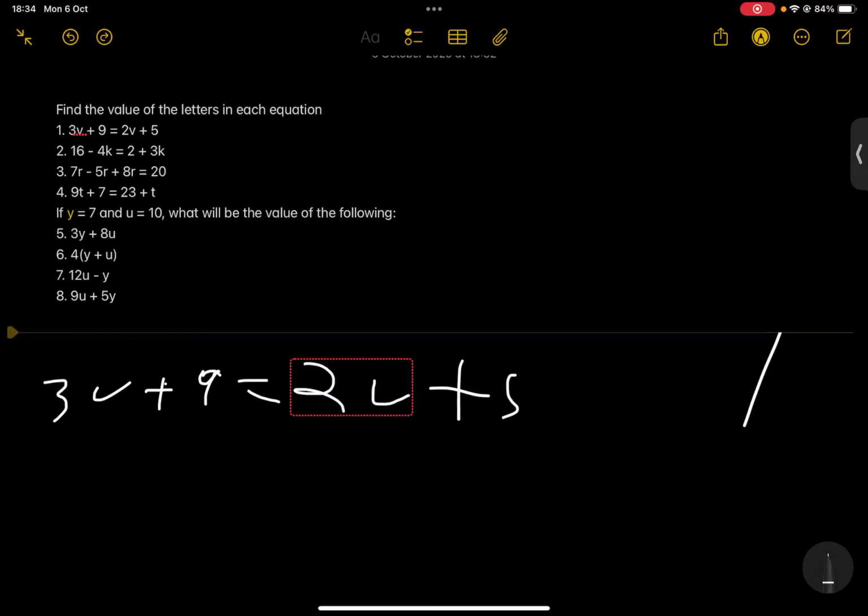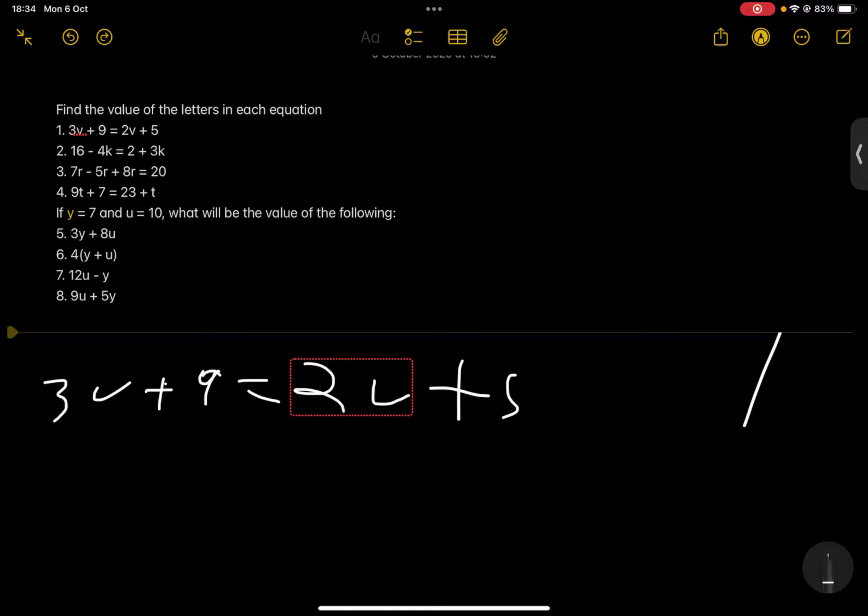In this case, 2v has a positive sign in front of it. The opposite of a plus sign is a minus, isn't it? So that's the reason why we would have to subtract 2v from both sides. Now, imagine we subtracted 2v from both sides.